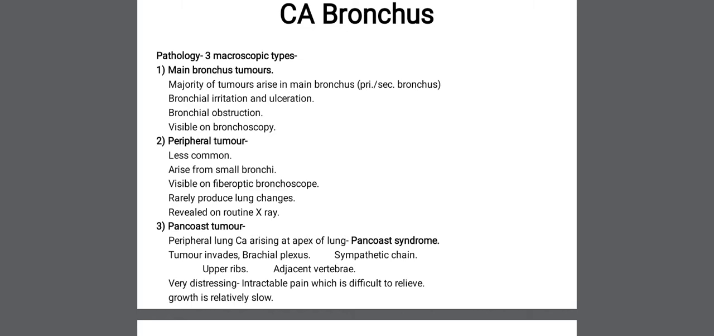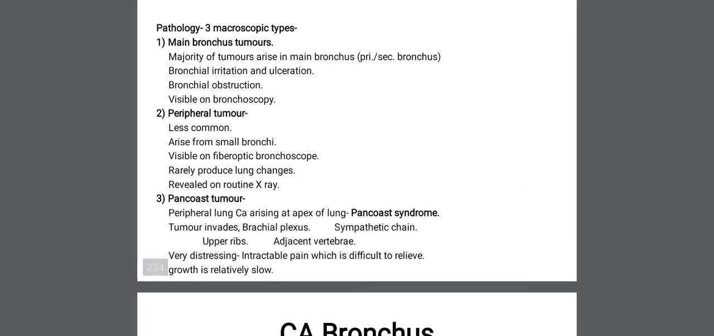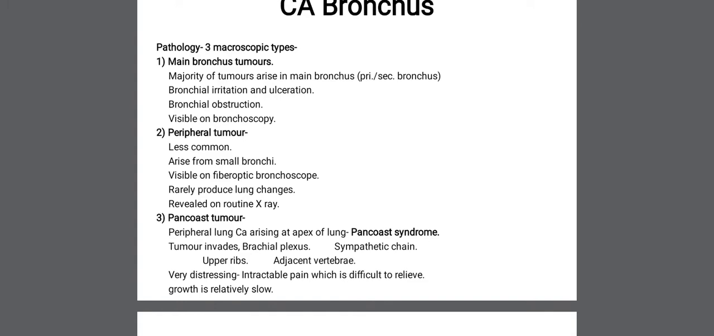So Pancoast tumor is a peripheral lung cancer. It arises at the apex of the lung, and this tumor invades the brachial plexus, the sympathetic chain, upper ribs and adjacent vertebra, and this will produce the Pancoast tumor. The lesion is very distressing and it will cause intractable pain, which is difficult to relieve, and the growth of this tumor is very slow.